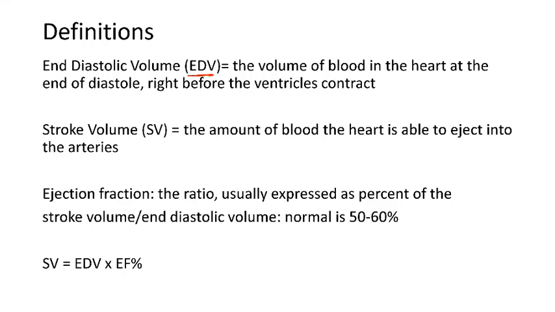We also think of it in terms of ejection fraction. What percentage of the blood is actually being pushed into the arteries? So we had end diastolic volume, and what percentage of that is actually pushed into the arteries? And so normal is about 50 to 60%, depending on who you ask. And we have an equation. Stroke volume is equal to the end diastolic volume times the ejection fraction.